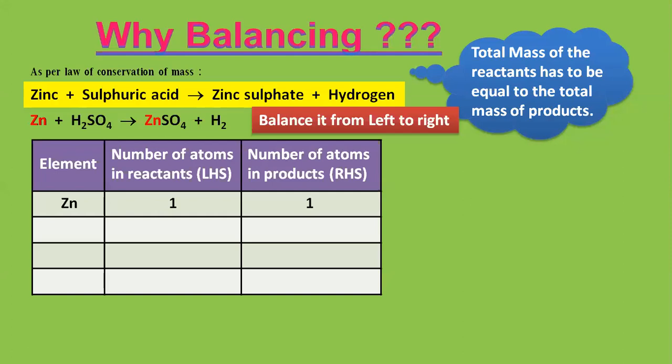How many zinc atoms do I see on the right hand side? It is again 1. So on both the sides, the number is same. Come on, let's see the next element. That is my hydrogen. How many hydrogen do I have left hand side? Can you see the red color I've been showing so that you understand how much hydrogen there is? On the left hand side, I have 2. Similarly, number of atoms in the products, I have 2.